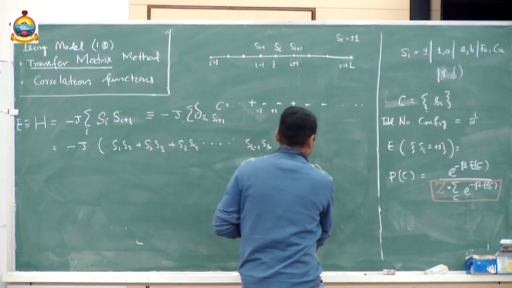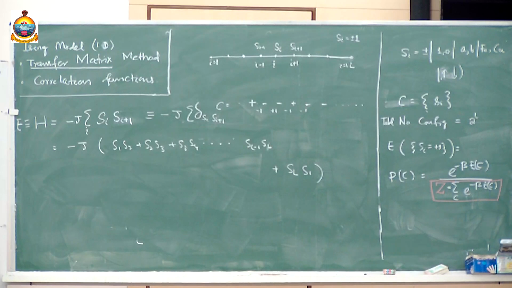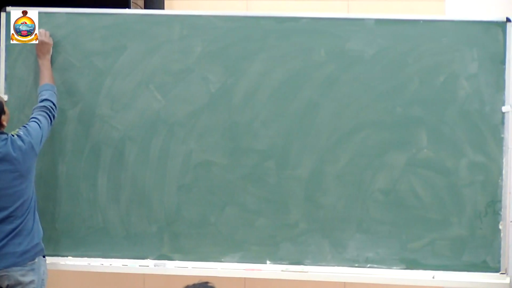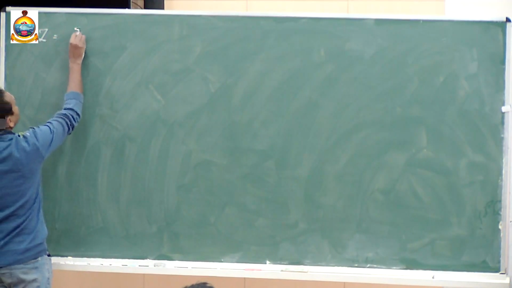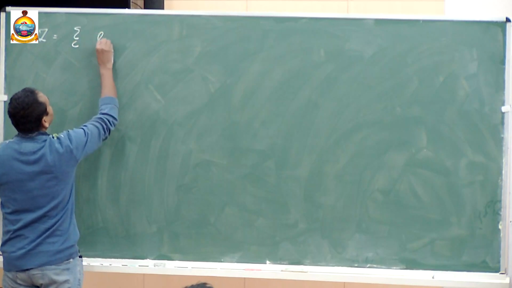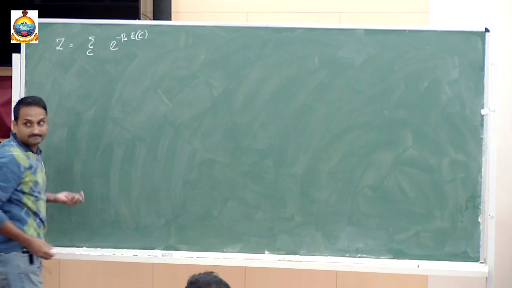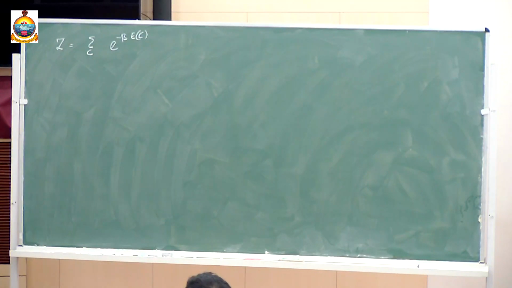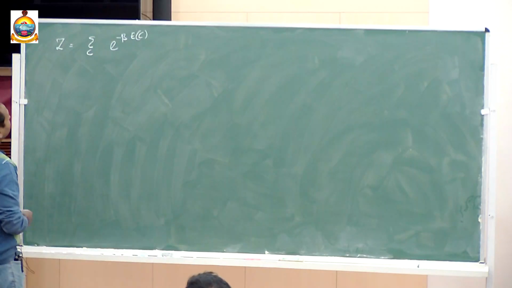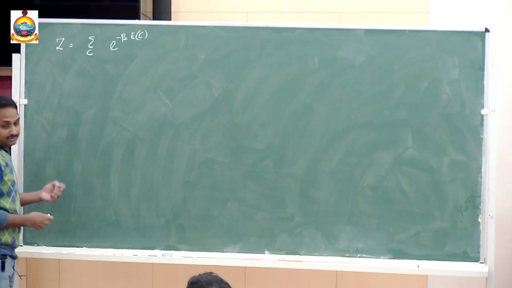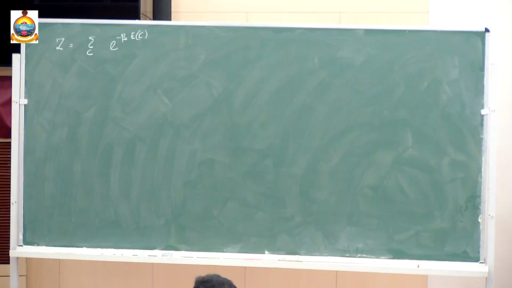I think I can go to the other part of the board. So the partition function equals summation over C, all configurations, of e to the power minus beta E of C. Okay, so the partition function is this, and let me calculate it first.